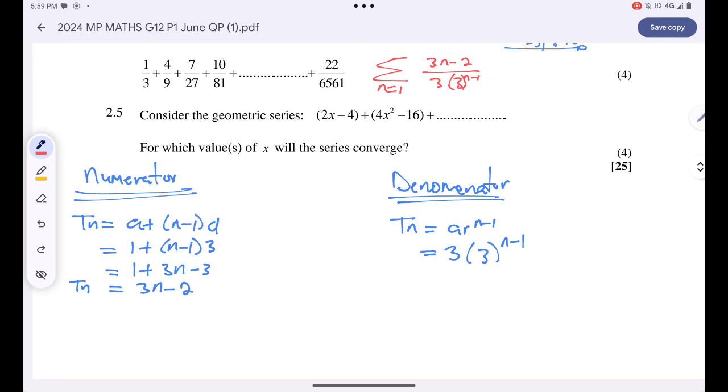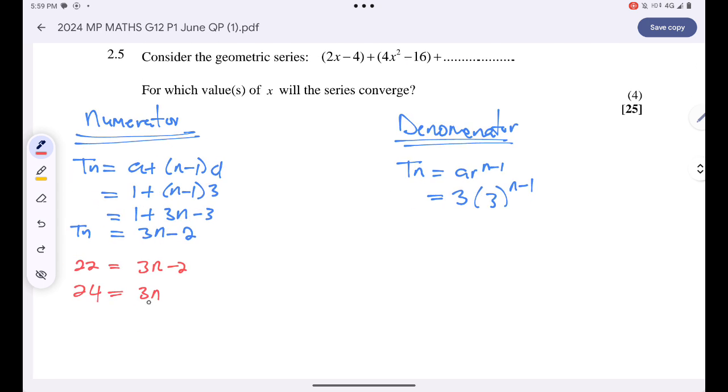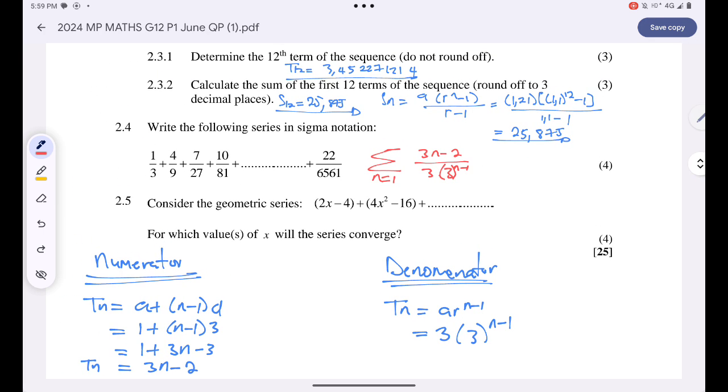What's my last term? I can either use my numerator or my denominator. I think it will be easier for me to determine the last term by using the numerator. Our last term is 22. We just want the position of our last term. That's 3n minus 2 equals 22. Take the 2 to the other side. I'll simply have 24 is equal to 3n. Divide both sides by 3. Then n is basically equal to 8. So the position of the last term is 8. Are you together? So this is term number 8 in our series. So I'll simply substitute an 8 over there. So that's how, guys, you're supposed to deal with question 2.4.